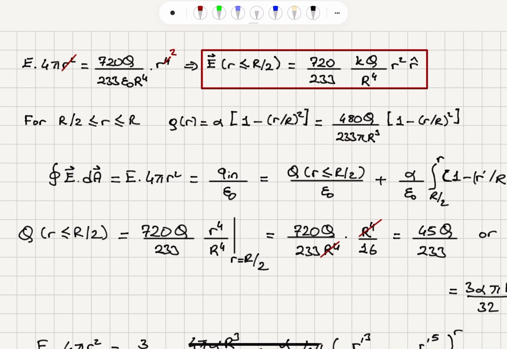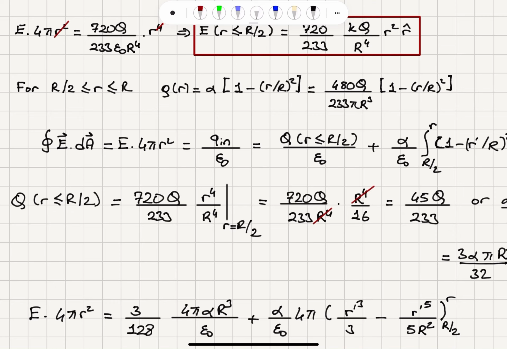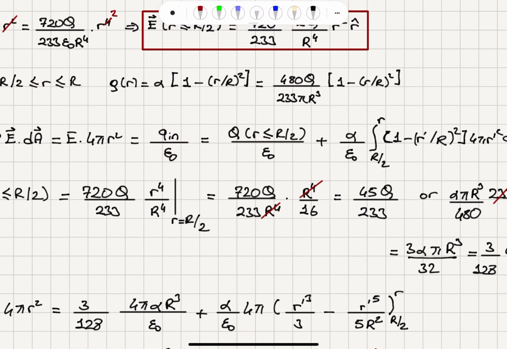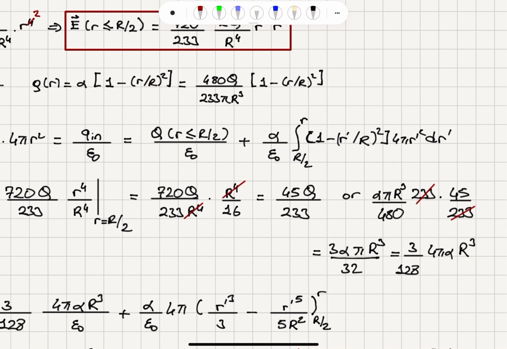procedure. We write for alpha the answer from part A, and then we do the Gauss integral E dot dA. E times 4 pi r square is charge enclosed divided by epsilon 0. The charge that is enclosed by this surface is the total charge in the region r less or equal to capital R over 2, plus the contribution for r between capital R over 2 and r. And there we have a different charge density. So charge density multiplied by 4 pi r prime squared dr prime dv.